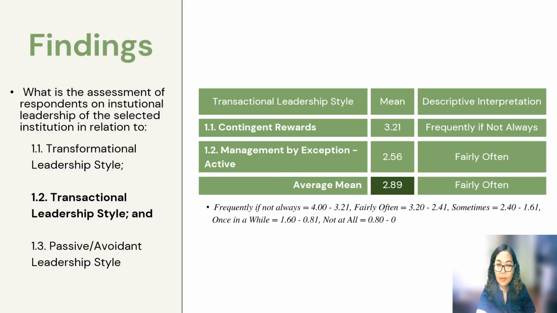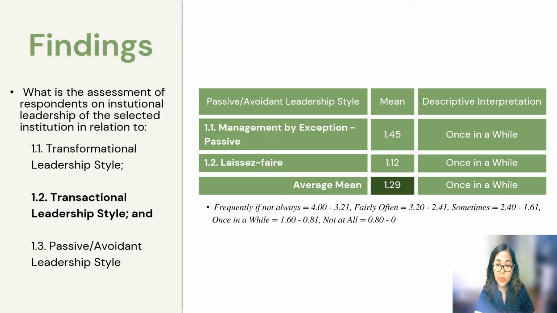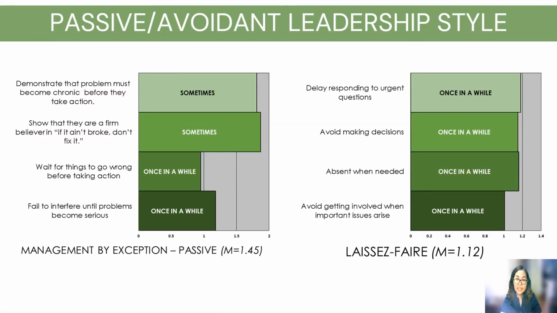For the assessment of respondents on institutional leadership in relation to transactional leadership style, it got an average mean of 2.89, interpreted as fairly often observed. Only expressing satisfaction when others meet expectations is frequently, if not always, observed. Keeping track of all mistakes is sometimes observed. Since sometimes is in the middle of the 5-point Likert scale, we can never tell whether it is a positive or negative evaluation. Passive avoidant leadership shows a mean of 1.29. This means that leaders are once in a while observed exhibiting passive management by exception and laissez-faire leadership.